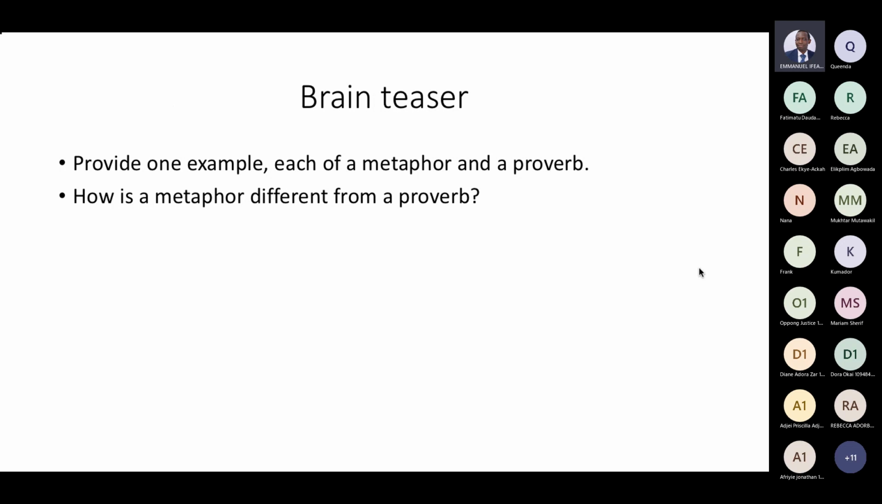Now, a little exercise. Provide an example each of a metaphor and a proverb. That's something you can do in your spare time. How is a metaphor different from a proverb?